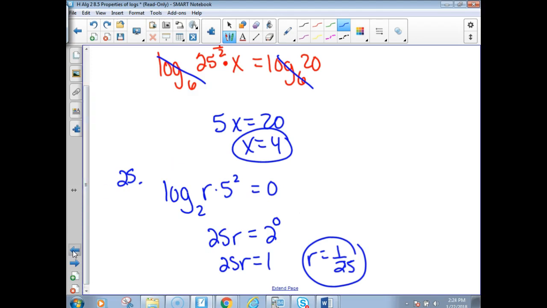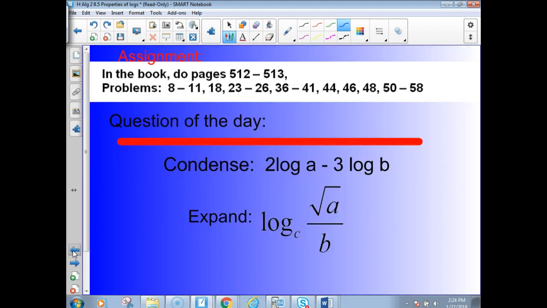Okay, go back a second here. In the book, it says pages 512 to 513 and gives the problems. Now, I've already made you a worksheet that you picked up as you came in. It's going to save you time. You should start working on that now.